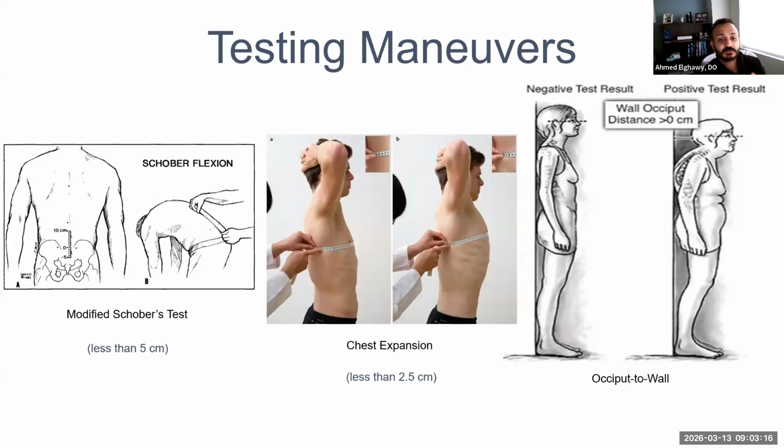We do chest expansion. We wrap a tape measure around their chest and have them take a really deep breath in. If there's less than 2.5 centimeters of movement, we know that there is also another restriction in their thorax and in the thoracic area. And then we do something called an occiput to wall, where we have them stand up with their heel and their occiput against the wall. If they're not able to put their occiput against the wall, that can already tell us that there might be some sort of flexion deformity of the thoracic spine or the lumbar spine.